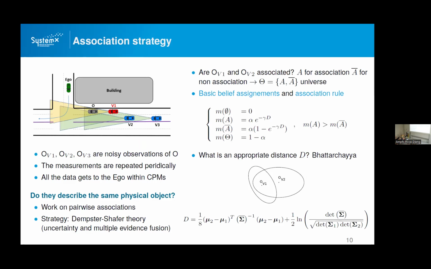So a little bit of an idea of the tools that we are using to model this association process. We are using Shafer theory because we want to be able to incorporate evidence as it becomes available. In this setting, let's consider label one and label two. The question I'm asking is: are the readings of label one and label two, OB1 and OB2, pointing to the same physical object? I have two possibilities: they associate, or they don't. These two possibilities form the universe.